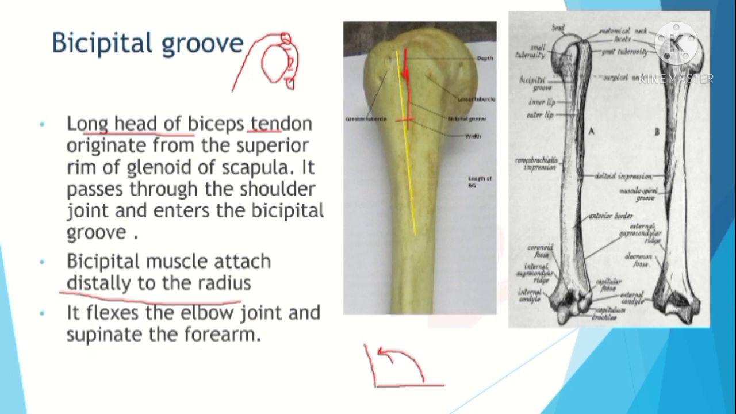And supinate. Supinate means keeping the forearm so that the palm is facing upwards. The palm faces upwards. Whereas the opposite of supination is pronation, so that the palm faces downwards. Clearly, so we learned regarding the bicipital groove.